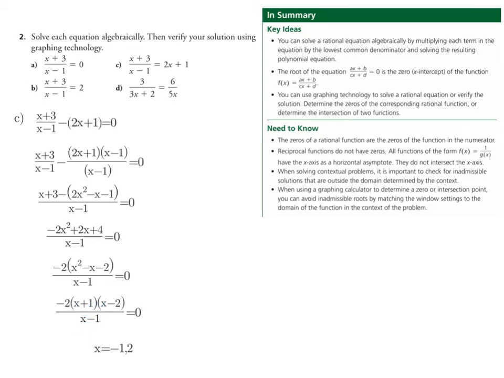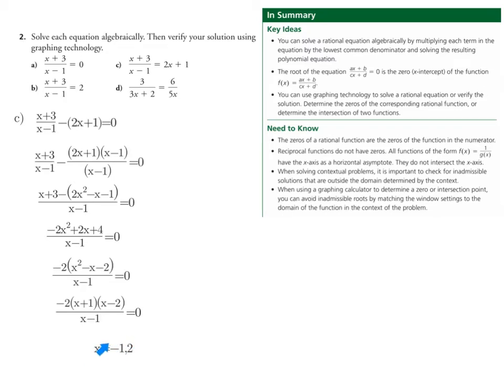So the top being 0, x has to be negative 1 or positive 2. But double check. Make sure that negative 1 and positive 2 don't make the bottom equal 0. So negative 1 minus 1 is negative 2. We're good. 2 minus 1 is positive 1. We're good to go. Right, so these are our solutions.